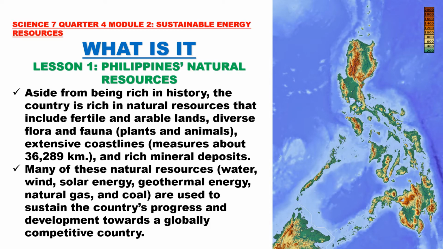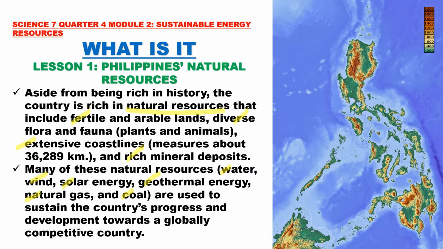Aside from being rich in history, the country is rich in natural resources that include fertile and arable lands, diverse flora and fauna, or plants and animals, extensive coastlines which measure about 36,289 kilometers, and rich mineral deposits. Many of these natural resources such as water, wind, solar energy, geothermal energy, natural gas, and coal are used to sustain the country's progress and development towards a globally competitive country.